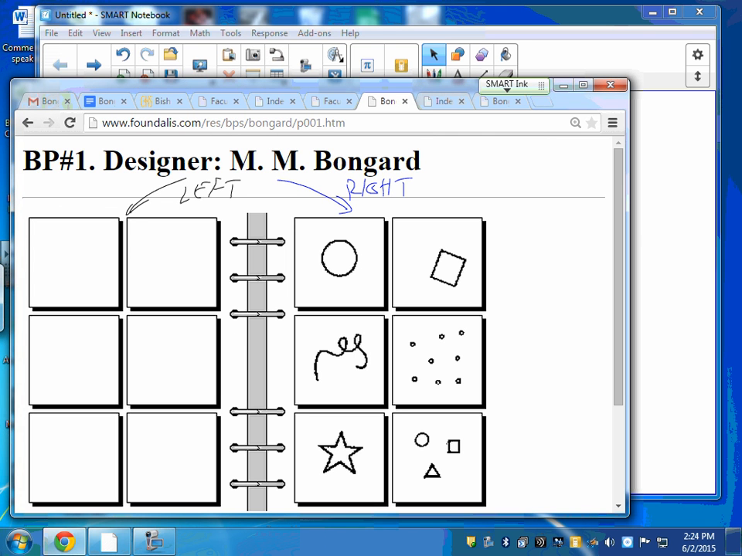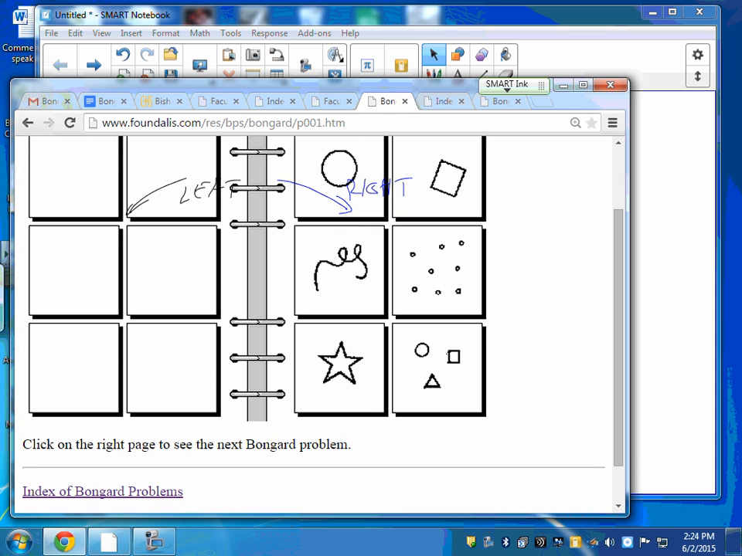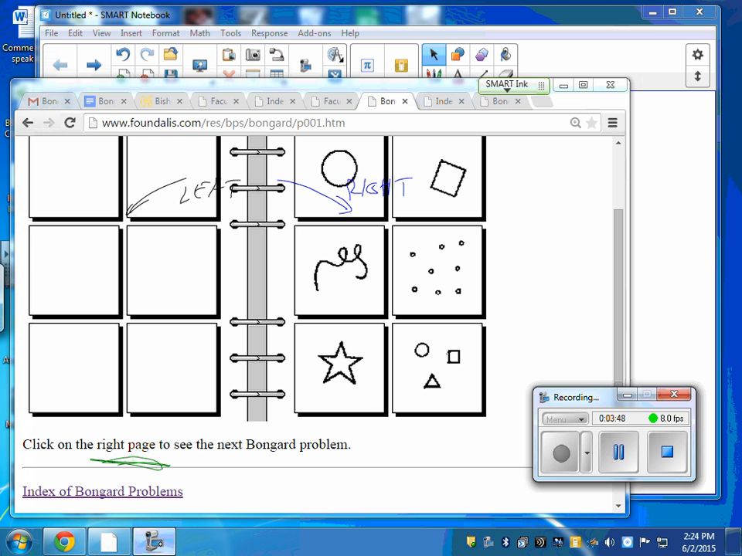Let's look at problem number 2. You just click on the instructions here, pretty fun. Click on the right page. So think of this as a notebook. Click on the right page, and that flips the page. Hang on a second. Okay, so here we are again. Click on the right page to see the next Vanguard problem.